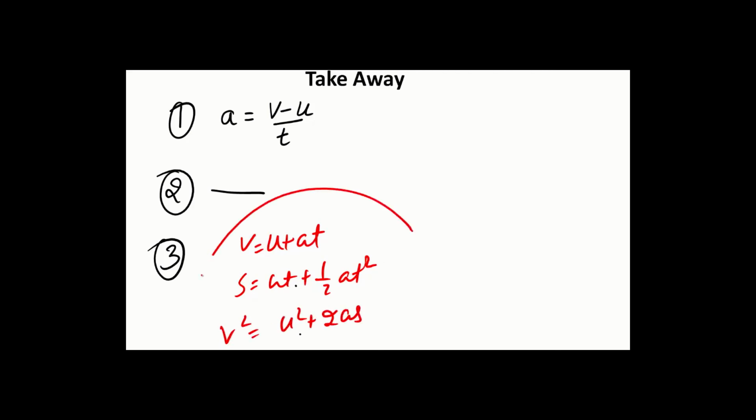The third thing we discussed was the equations of motion and how to solve them. So we saw there are mainly three equations of motion: v equals u plus at, s equals ut plus half at square, and v square equals u square plus 2as. And we also saw how to use these equations.